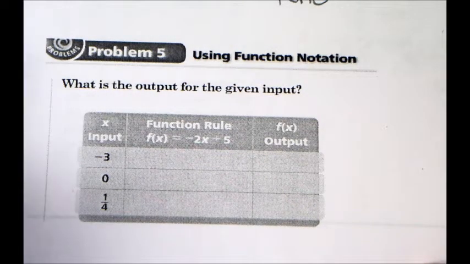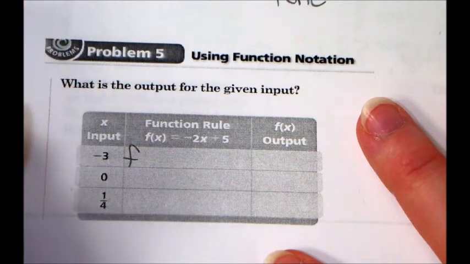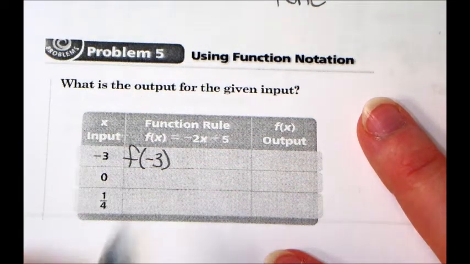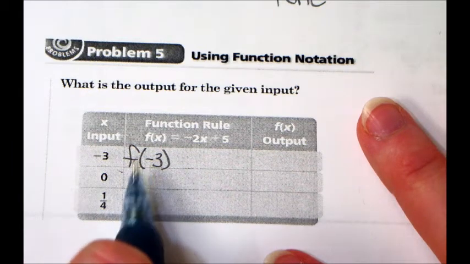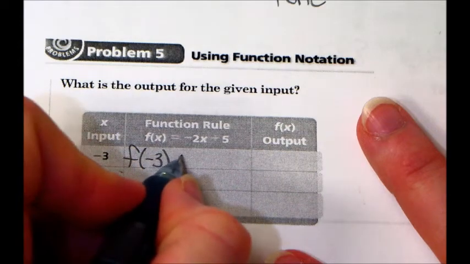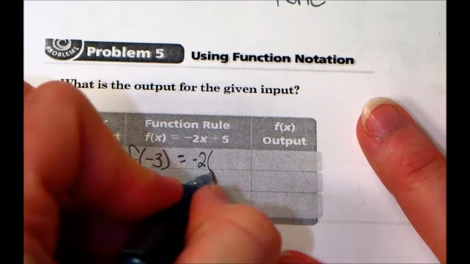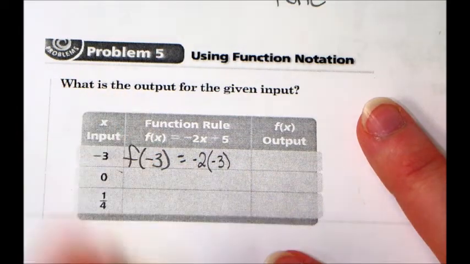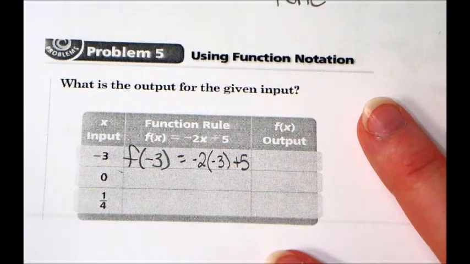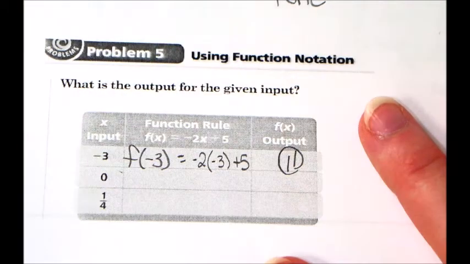So we're going to write it the right way so you know how to. This one says, what is my function of -3? So that's how you identify it. This is not f times -3. This is what is my function if I plug in -3. So I do -2 times -3 plus 5. -2 times -3 is 6, plus 5 is 11.